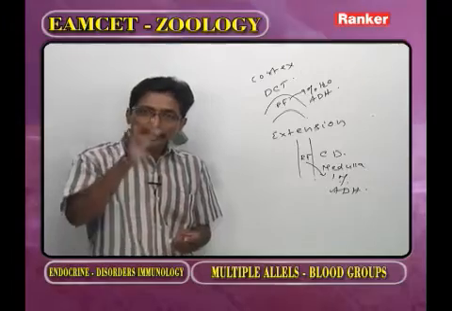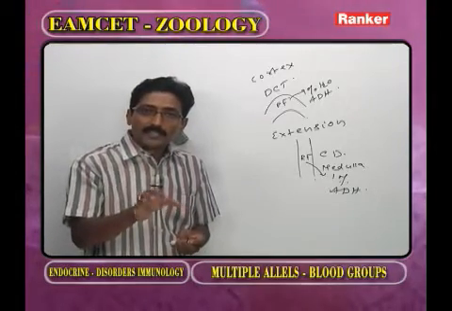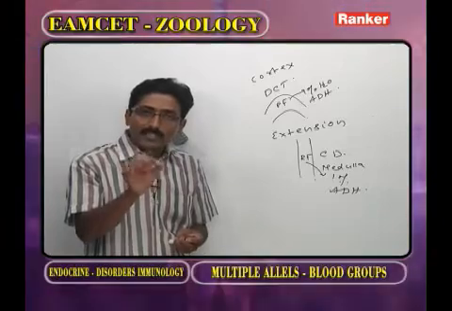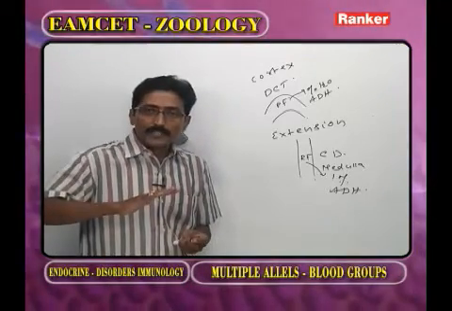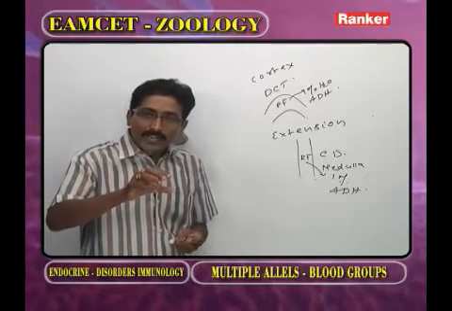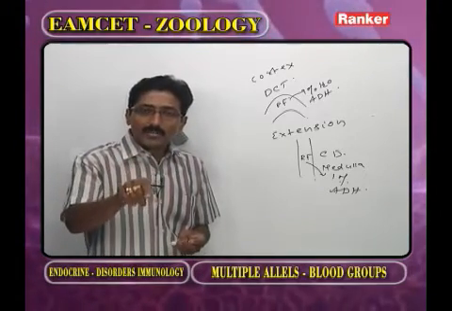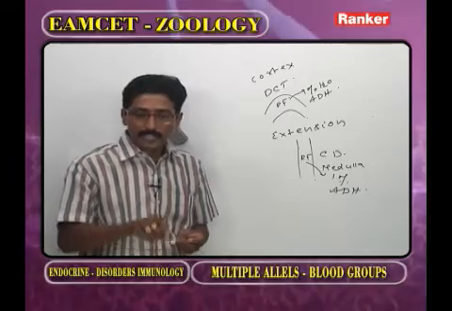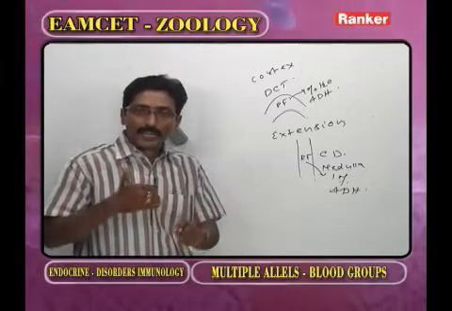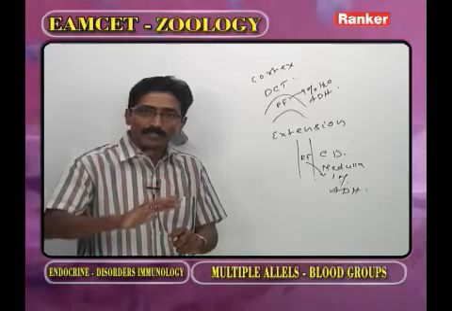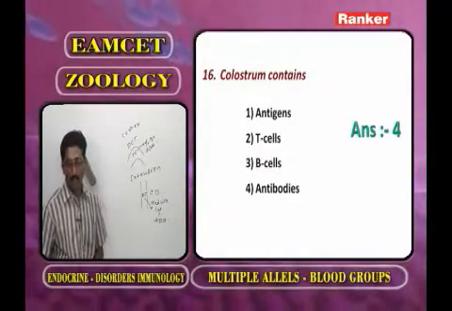So it is a must, at least up to 6 months, that the young one gets the milk from the mother's body. It means the young one gets immunity from the mother's body. That is also called innate immunity. Here the colostrum contains antibodies. Now here antibodies are transferred from mother's body to baby's body. Now the answer is the fourth one.